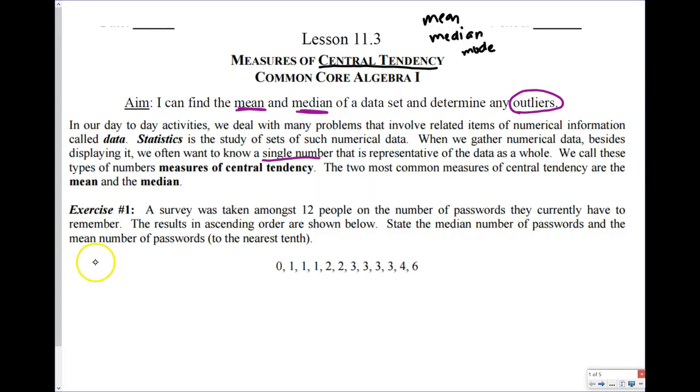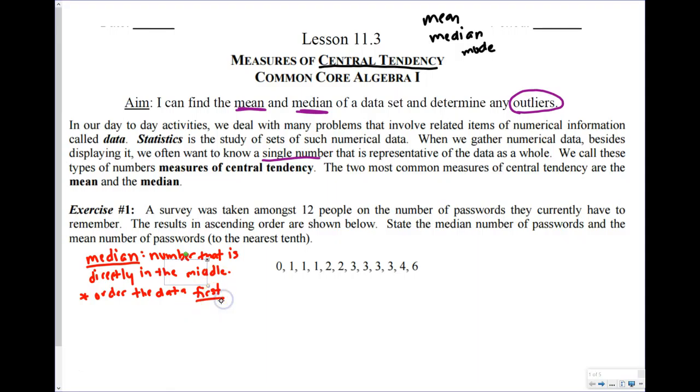So let's first talk about the median. Okay, so the median is the middle number. So the median is the number that falls directly in the middle. Let me rewrite that. Number that is directly in the middle. Okay, it's really important for the median that the data is in order. So you have to order the data first to find the median. So when I look for the median, I'm going to go see where the exact middle is.